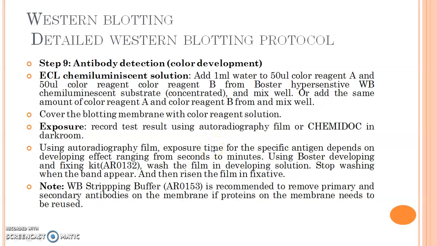Step 9, antibody detection or color development. ECL chemiluminescent solution: add 1 ml water to 50 microliter color reagent A and 50 microliter color reagent B from the Booster hypersensitive Western blotting chemiluminescent substrate and mix well. Cover the blotting membrane with the color reagent solution.